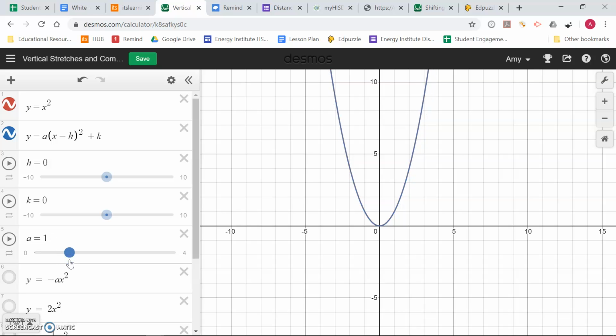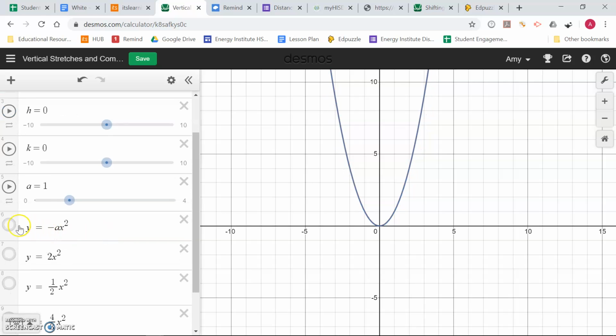We call it stretches and compressions. When it's getting bigger, we are stretching our graph up and down like if you pulled on a rubber band, and it's making it skinnier. So we call that a vertical stretch. When our A is a fraction, when it's between 0 and 1, our graph gets wider, like we're pushing down on it from the top to make it wider. So we call that a compression because we are pushing down on the two sides. So when A is more than 1, it is a stretch. When it's between 0 and 1, it is a compression.